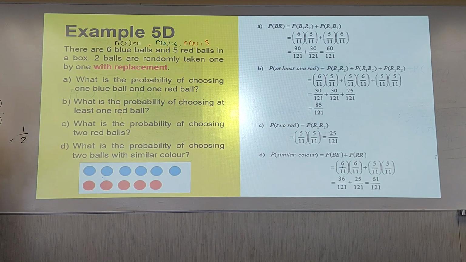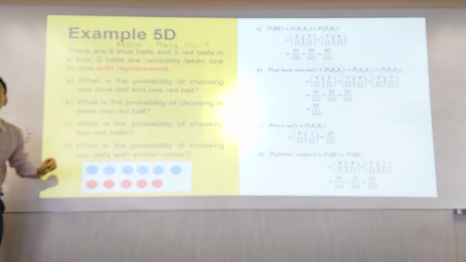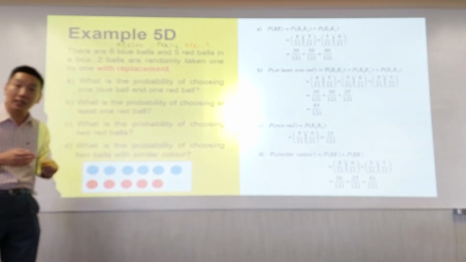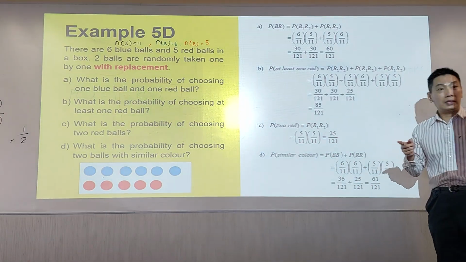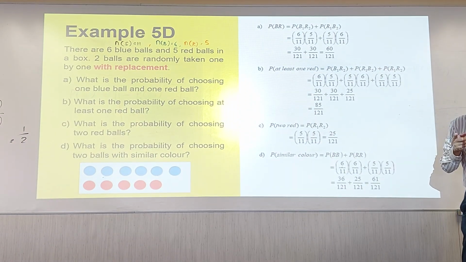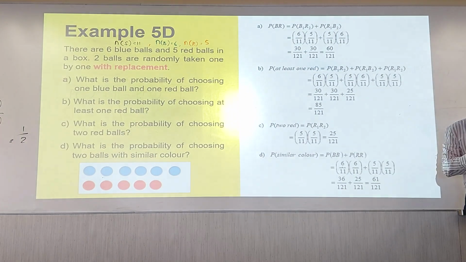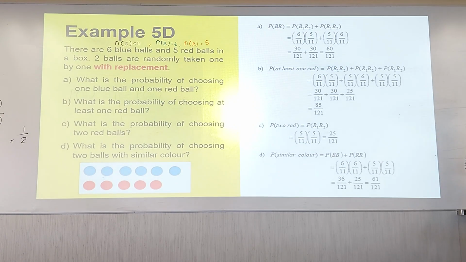Next, D. What is the probability of choosing two balls with the same color? Confirm two balls have similar color. So D is looking for the probability of choosing two balls with similar color. Okay, so what are the possible outcomes?